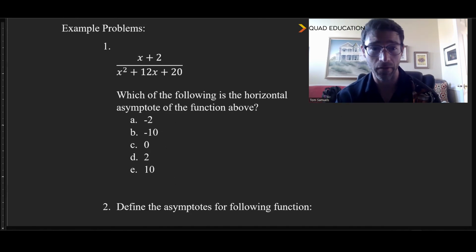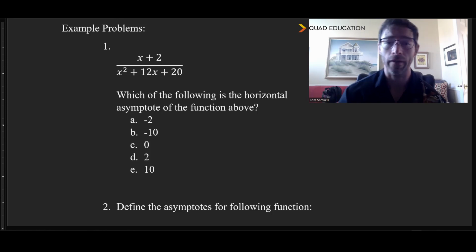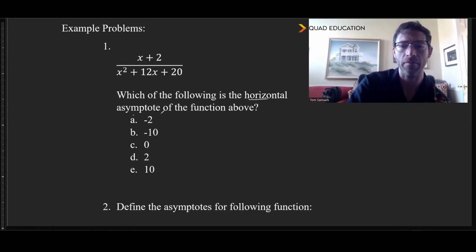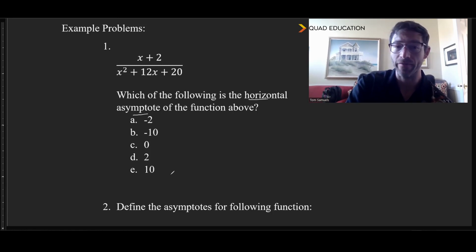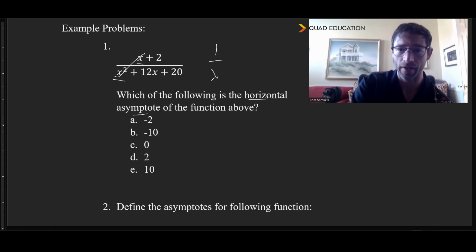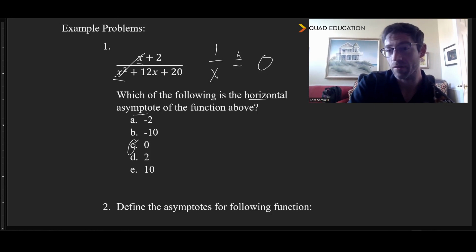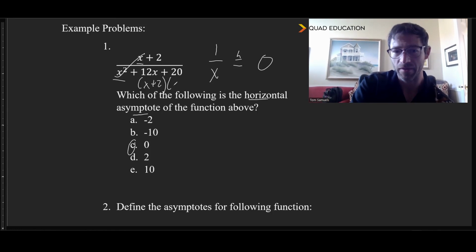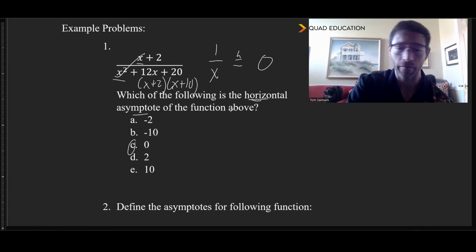Go ahead and take a look at that first one, and we'll see what we can do. All right, let's take a look. Which of the following is the horizontal asymptote of the function above? And for a horizontal asymptote, what we're going to do, like I mentioned, is divide the leading coefficients. So in this case, we have x at the top and x squared at the bottom. So what's going to happen is we're going to result with basically 1 over x, for which the horizontal asymptote is going to equal 0. So very tempting to provide vertical asymptotes here because we do have x plus 2 times x plus 10 as our factors, but that's not going to affect our horizontal asymptote at all because all we do is divide the leading coefficients for this one.